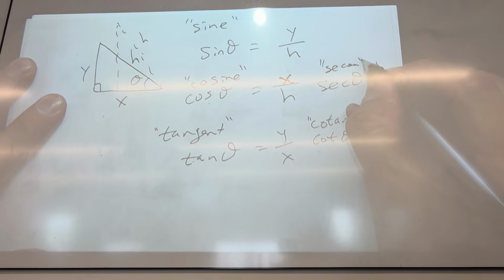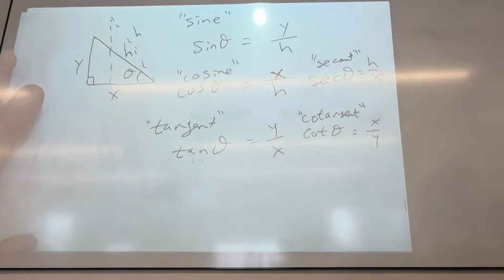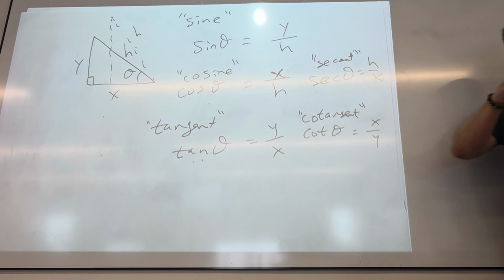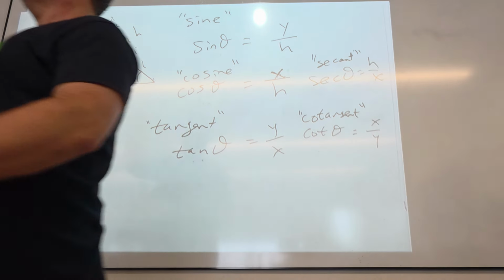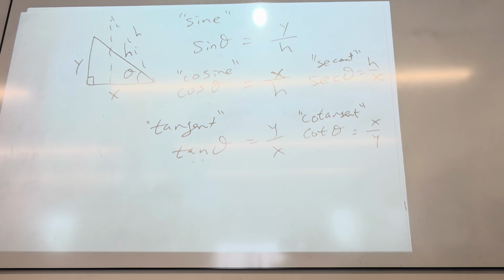And I say that facetiously. There's nothing obvious about that. So the secant is the reciprocal of the cosine. Now, right there, you're like, and I have to memorize this? Yes, you have to memorize all this.